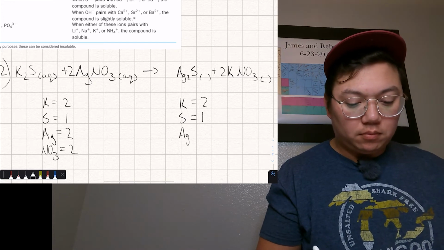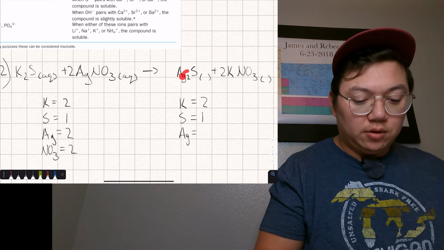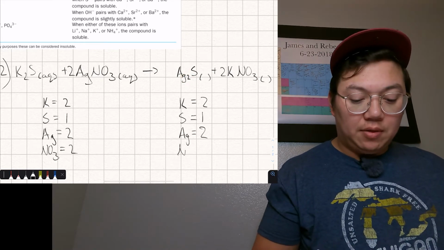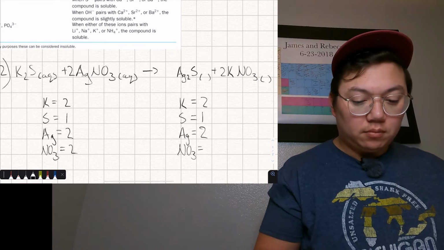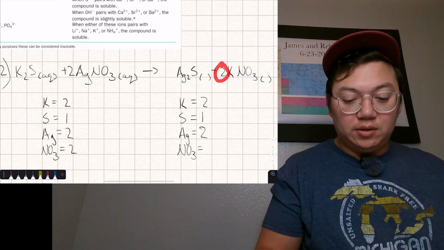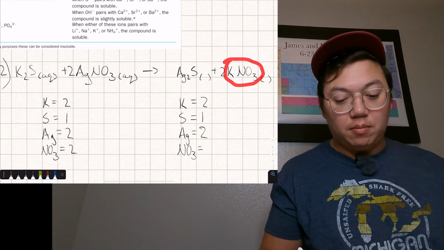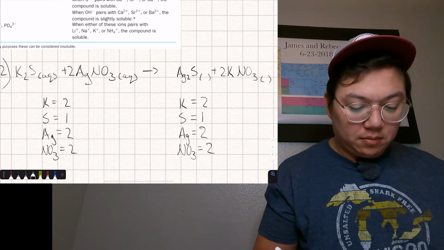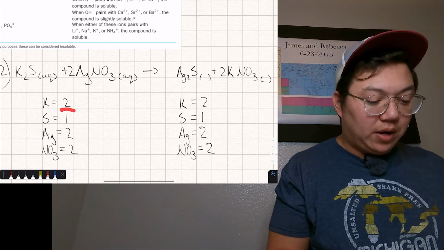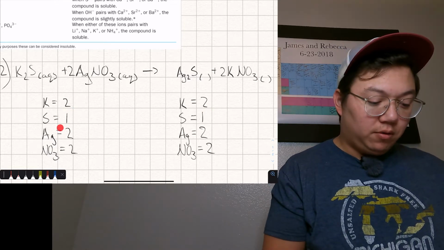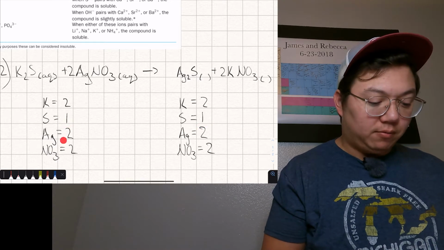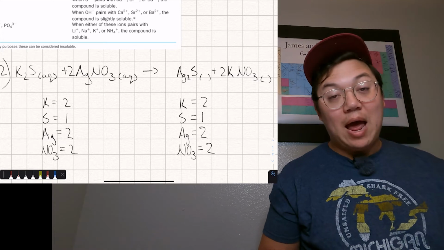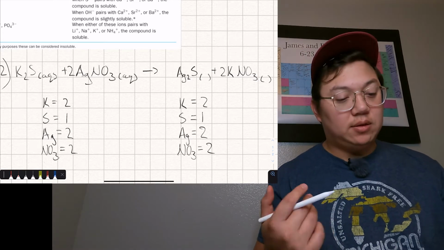silver atoms, right? 2 coefficient here. So we have 2 of those. And then NO3, again, this 2 coefficient means that we multiply this entire molecule by 2. So we have 2 nitrates as well. And then just comparing back and forth, we have 2 and 2, 1 and 1, we have 2 and 2, we have 2, 2. So now we have our completed and balanced chemical reaction.